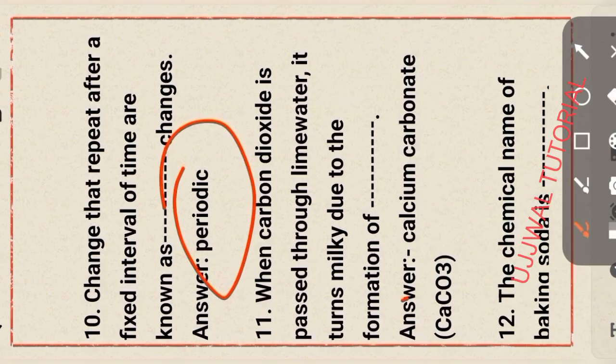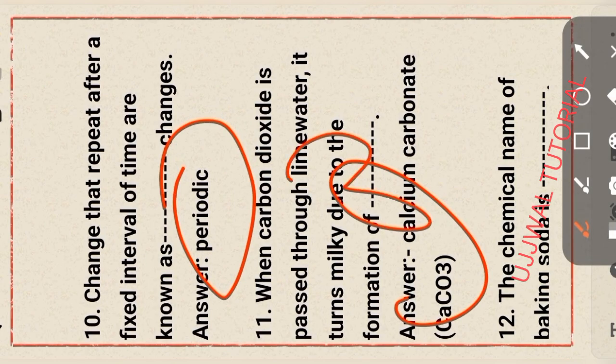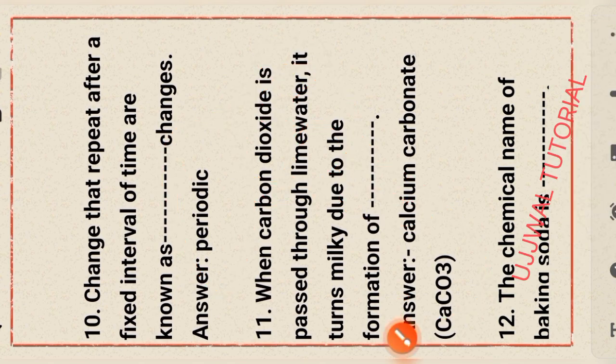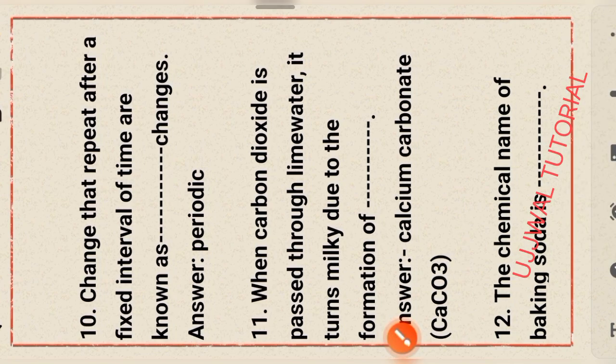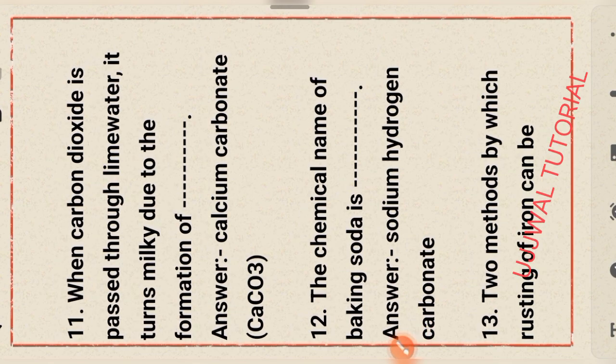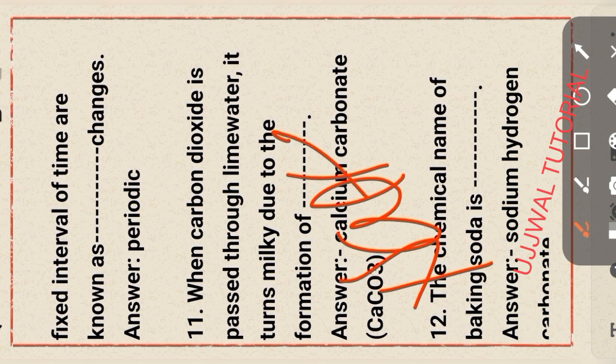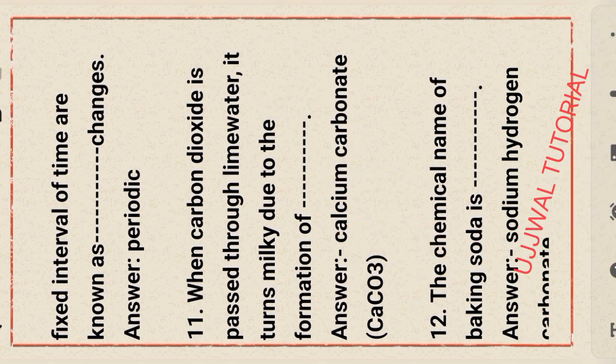when carbon dioxide is passed through lime water, that is calcium hydroxide, Ca(OH)2, it turns milky due to the formation of calcium carbonate. That is the formula CaCO3. Next question. The chemical name of baking soda is sodium hydrogen carbonate. That is NaHCO3, sodium hydrogen carbonate.